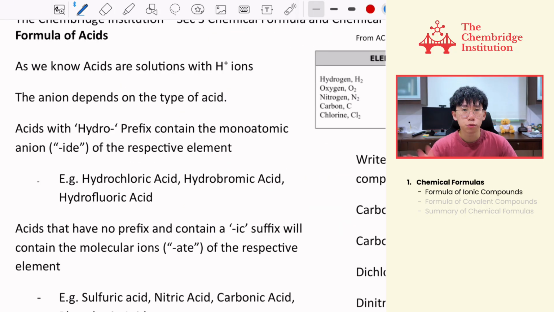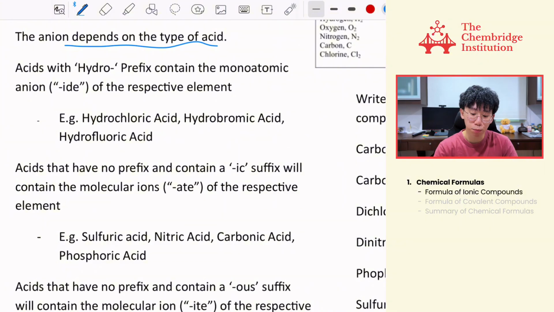There we go. Next, we look at some formulas of acids. For our acids, these are solutions with H plus ions. We kind of ran through this in our acids, bases and salts. And the anion depends on the type of the acid. Our acids with the hydro prefix actually contain the monoatomic anion, the ide of the respective element.